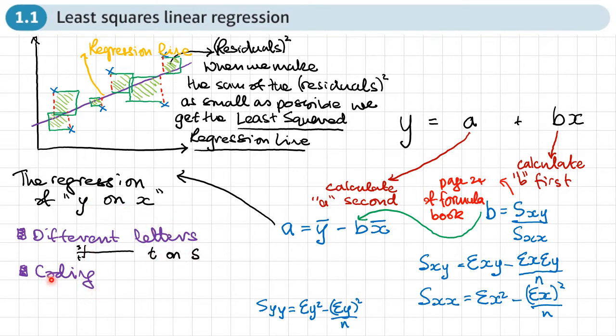And coding. So we may get questions that involve coding, in which case what you do is you calculate the equation of the regression line normally, then substitute the coding for X and Y into that formula, into that regression line that you've calculated of Y on X.